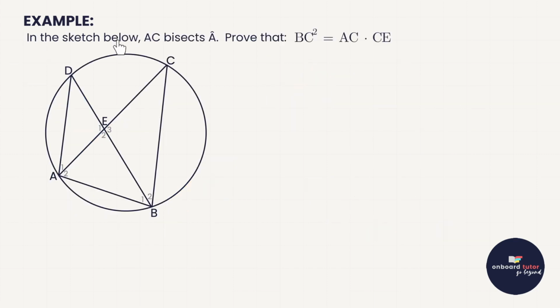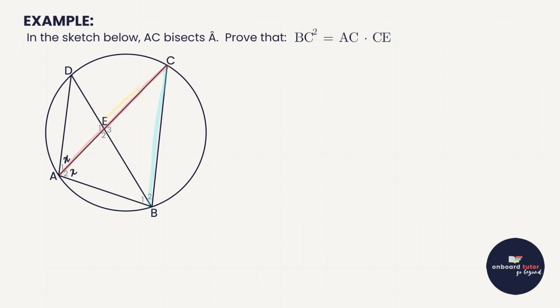Let's take a look at another example. In the sketch below, AC bisects angle A. What does that mean? That means that A1 is equal to A2. Prove that BC squared is equal to AC times CE.